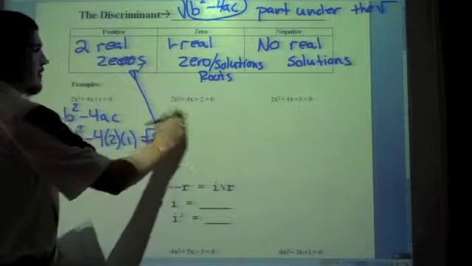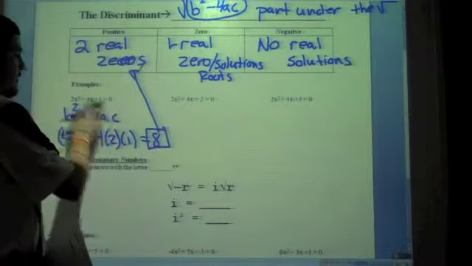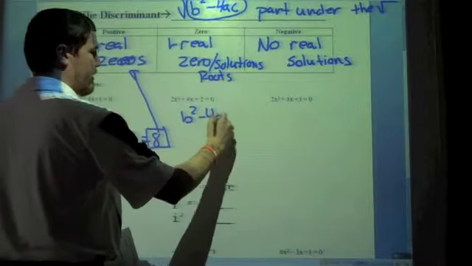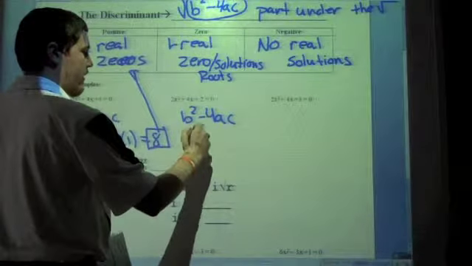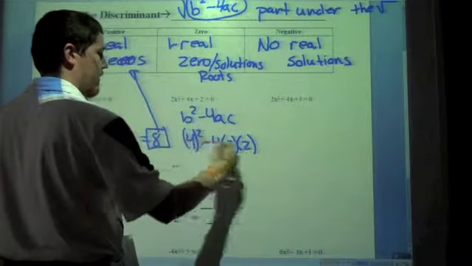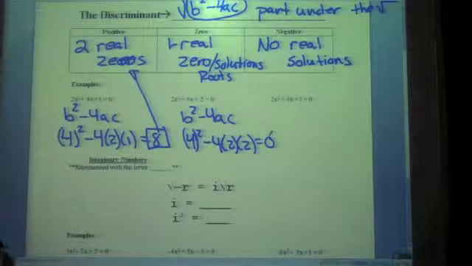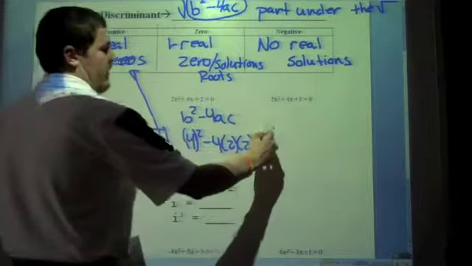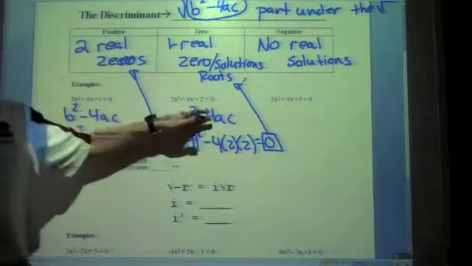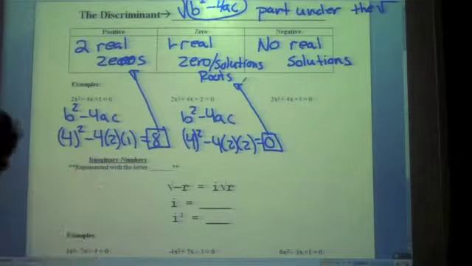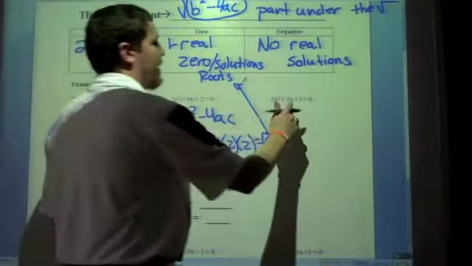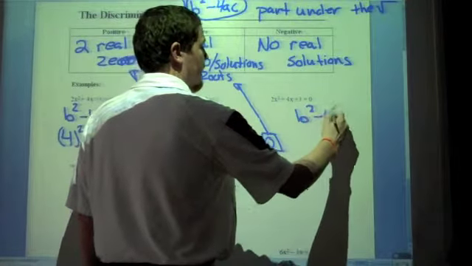Same thing here with this example, 2x squared plus 4x plus 2. If we plug it into the b squared minus 4ac, which is the discriminant, we're going to get 4 squared minus 4 times 2 times 2, and that's going to equal 0. Because it equals 0, that means there is one real solution. So if I were to graph this equation, that means it would cross the x-axis or touch the x-axis one time.